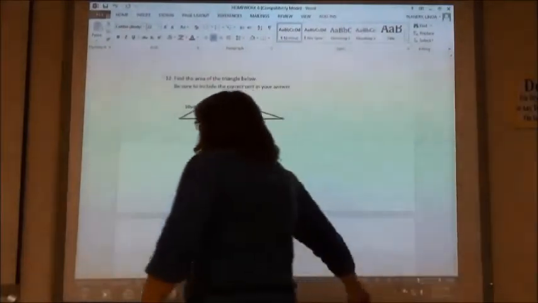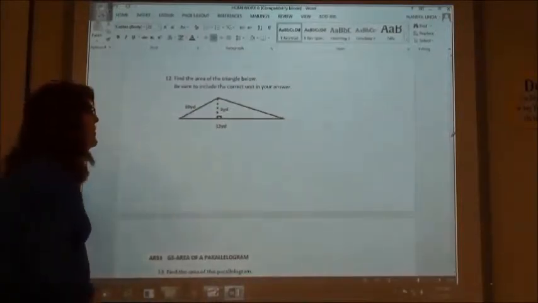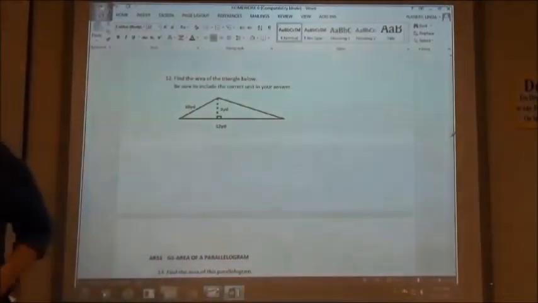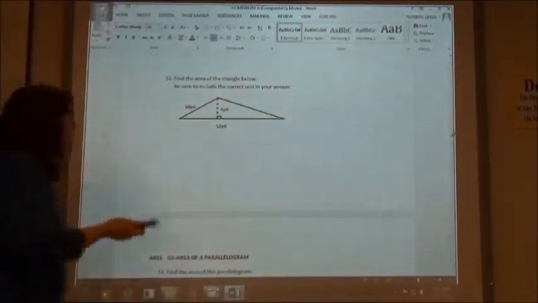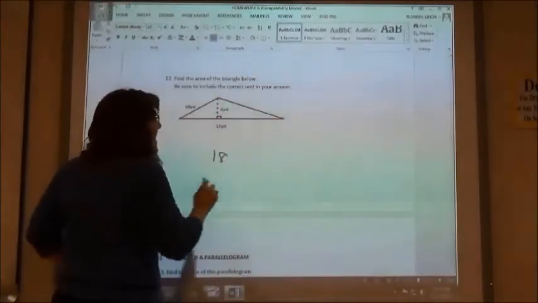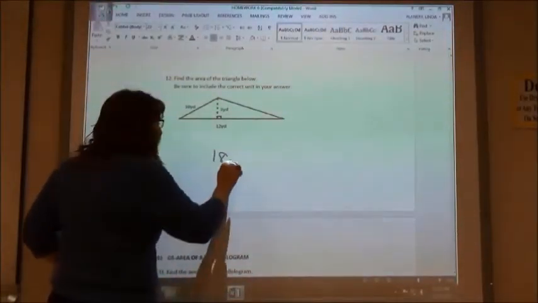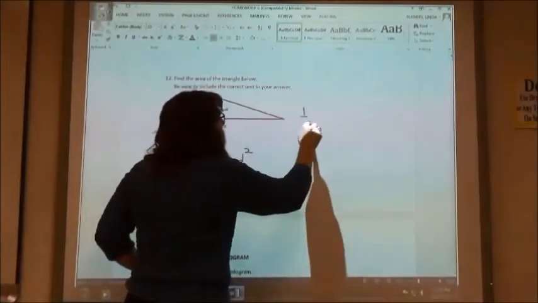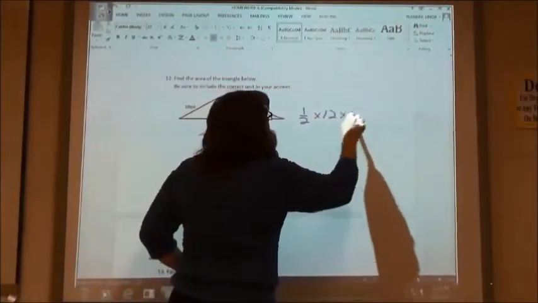So number 12. What am I going to do? Find my area. Well, you're just going to go 6 times 3. I am, because half of 12 is 6, and 6 times 3 is 18, and then I'm going to put my label, yards squared, right? So half of 12 times 3.